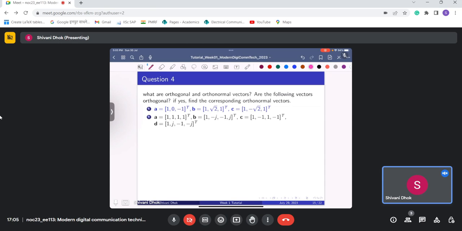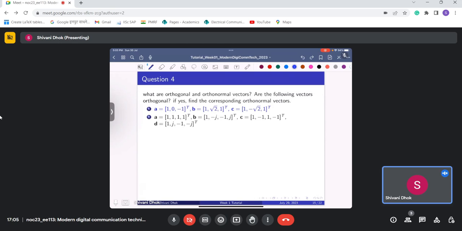So this is a very fundamental linear algebra concept that we'll be using in defining how our symbols look in some n-dimensional space. All those things we'll be doing, and in that case we'll be requiring the concept of orthogonal and orthonormal vectors. So first let us define what are orthogonal vectors.